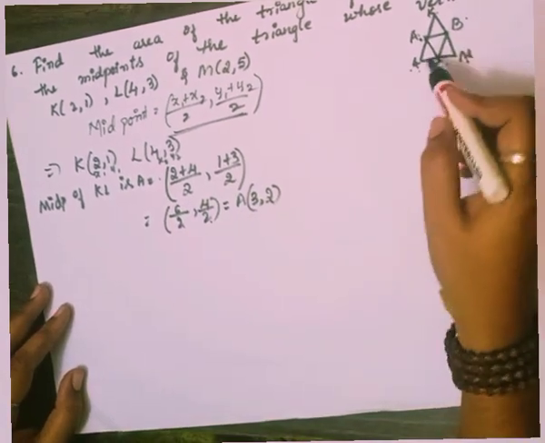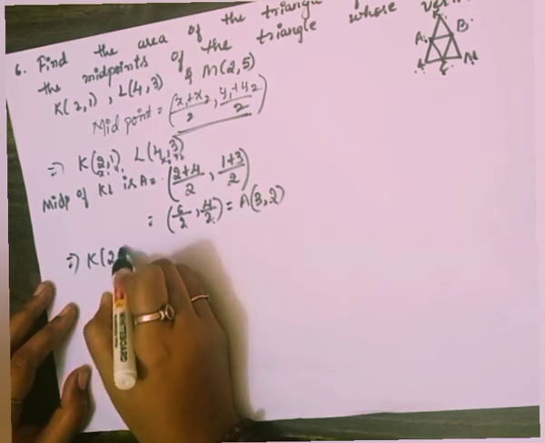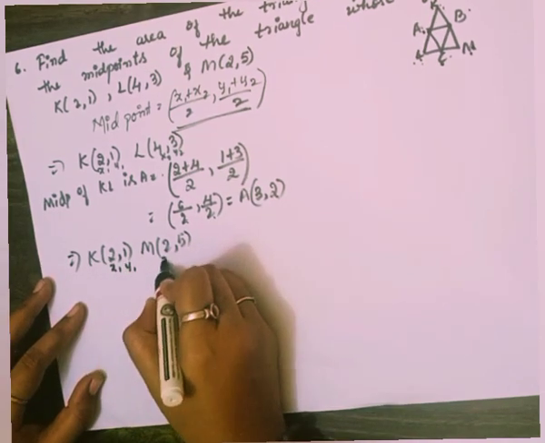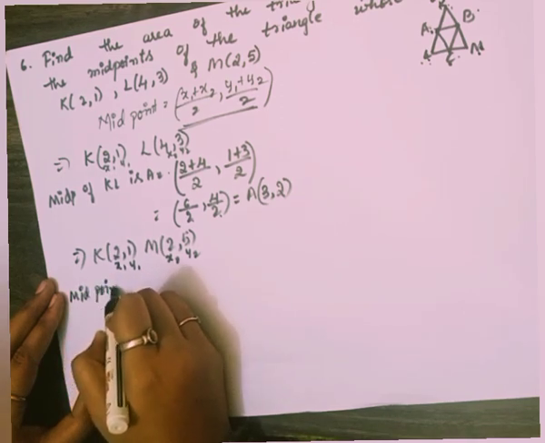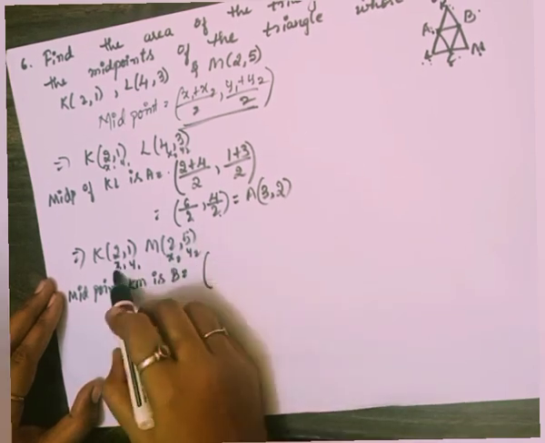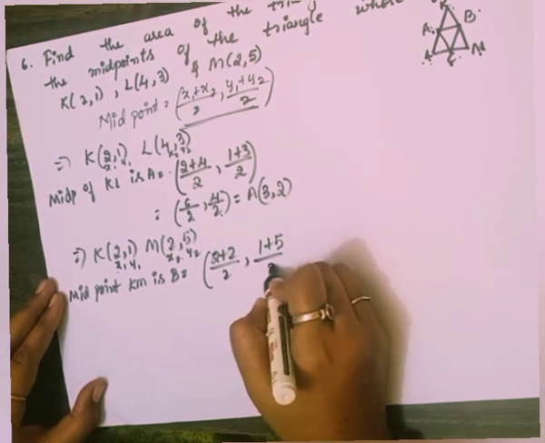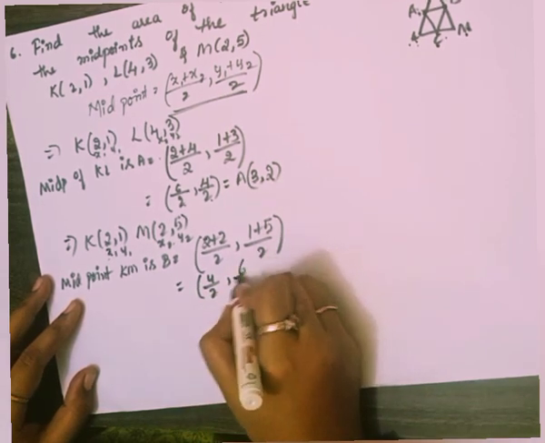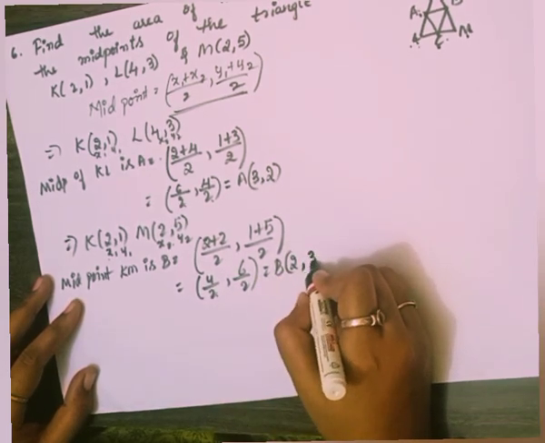Next I'll find B. The K value is (2, 1) and the M value is (2, 5), where this is x1, y1 and this is x2, y2. So the midpoint of KM is B. Directly substituting, (2 plus 2 divided by 2, 1 plus 5 divided by 2). By adding I'll get 4 by 2 and 6 by 2. Then by dividing, 4 by 2 is 2 and 6 by 2 is 3.